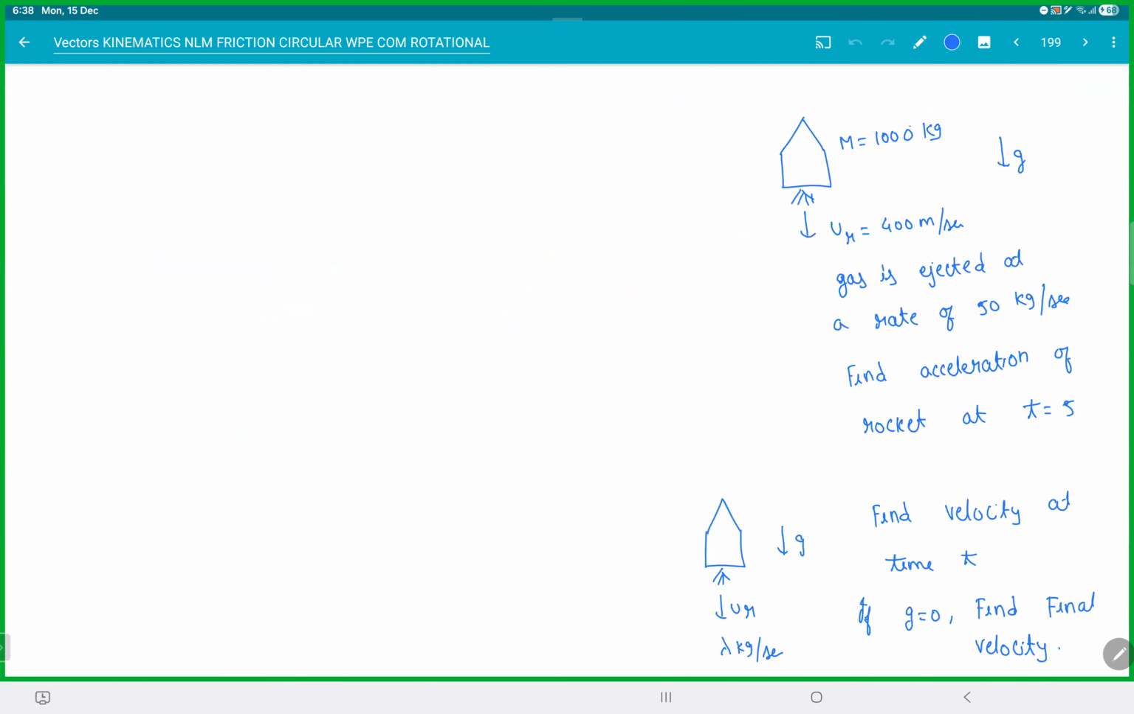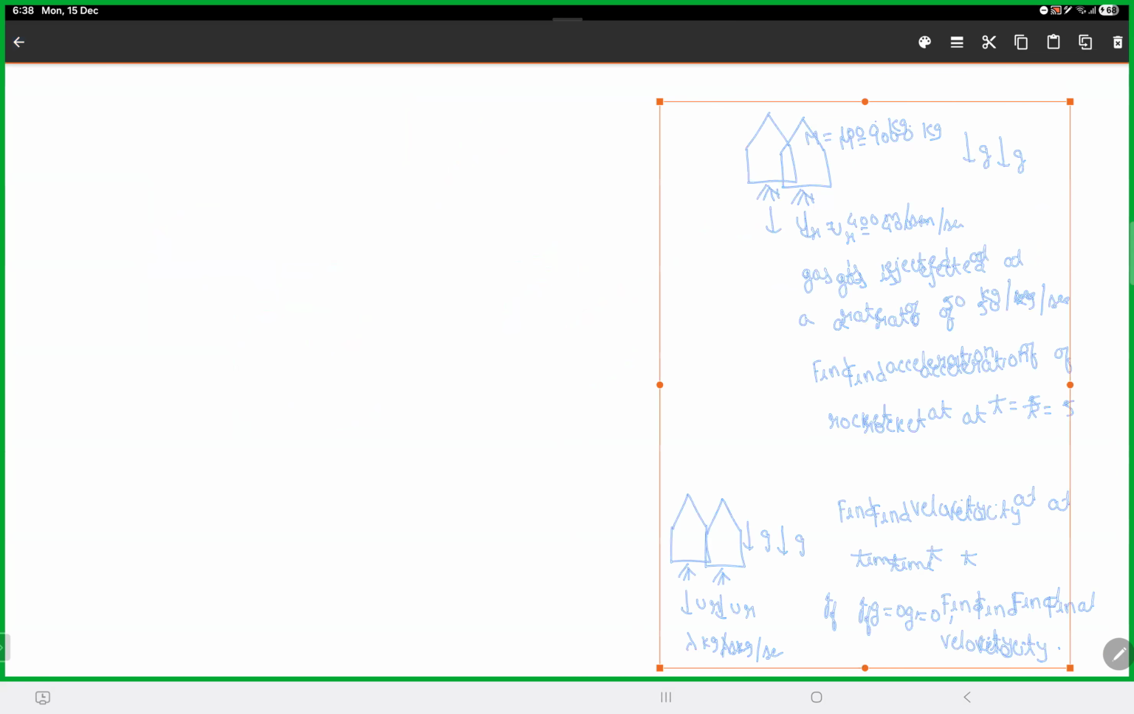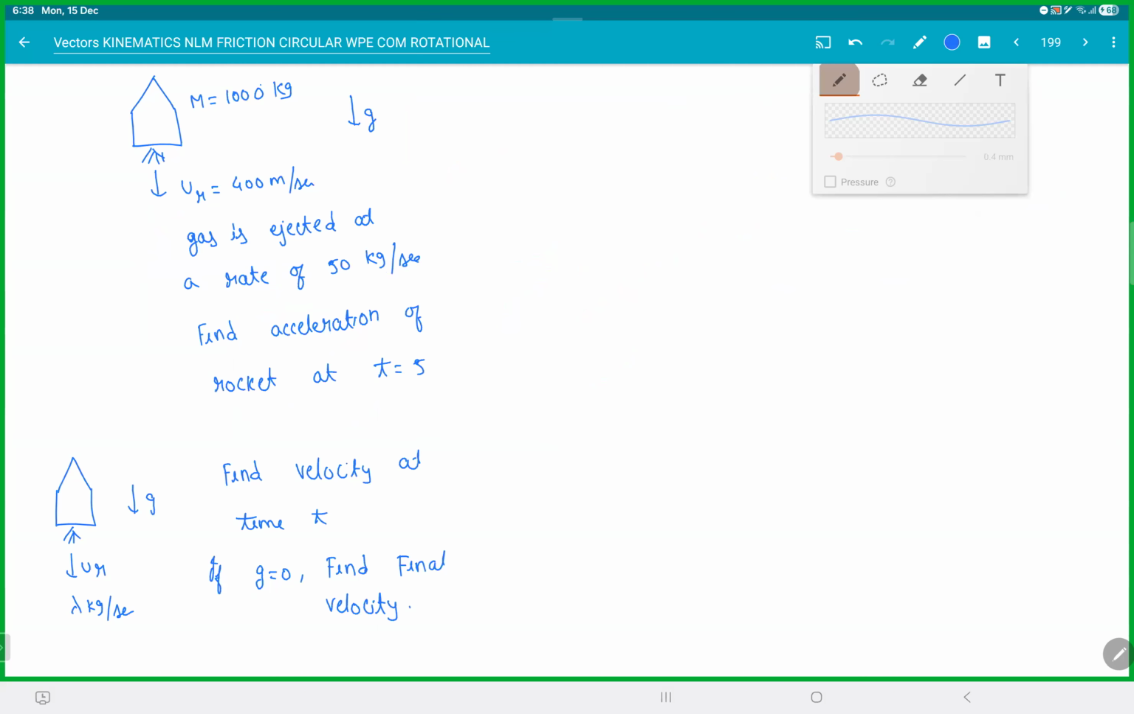What about this thing? Let's get this. We have a rocket there, 1000 kgs. Gravity is there. u relative is 400 meters per second. Gas is ejected at a rate of 50 kgs per second. Find the acceleration of the rocket at 5 seconds. Second part of the question: find the velocity of the rocket after time t. Same thing, u relative, lambda kgs per second. If g is equal to 0, find the final velocity. That was a CT question.